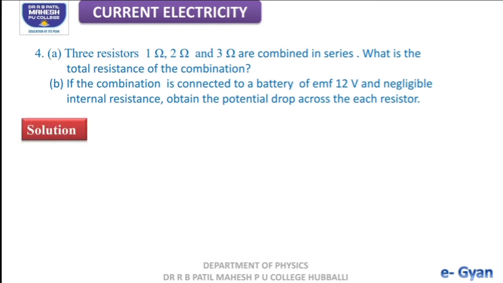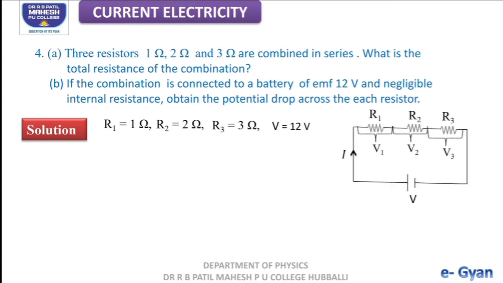Now, first write all the given values. R1 is equal to 1 ohm, R2 is equal to 2 ohm, R3 is equal to 3 ohm, and voltage of the battery is 12 volt, and I'm going to show this one by diagram. Here 3 resistors are taken, R1, R2, R3, all are connected in series.